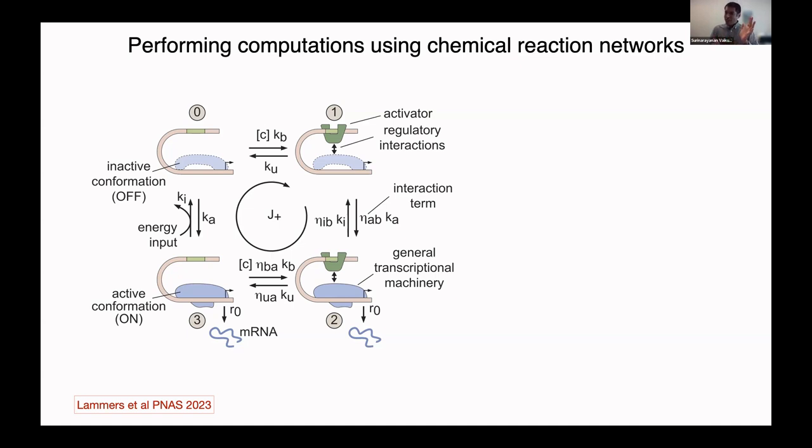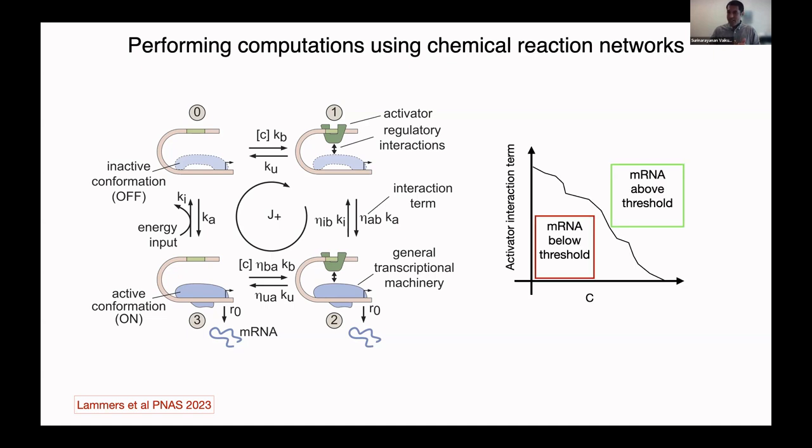If you were to play with these two parameters, it's not inconceivable that you'll get graphs that look like this, where if the activation interaction term is very small and the concentration of the activator is very small, the mRNA produced is below some threshold or is not produced at all. And if the concentration C and the activation interactions are very favorable, the mRNA produced is above threshold. We have seen graphs like this, and we can ask very interesting questions about the energetics associated with getting such graphs: how much flux you need, how much dissipation you need, what constraints you have.